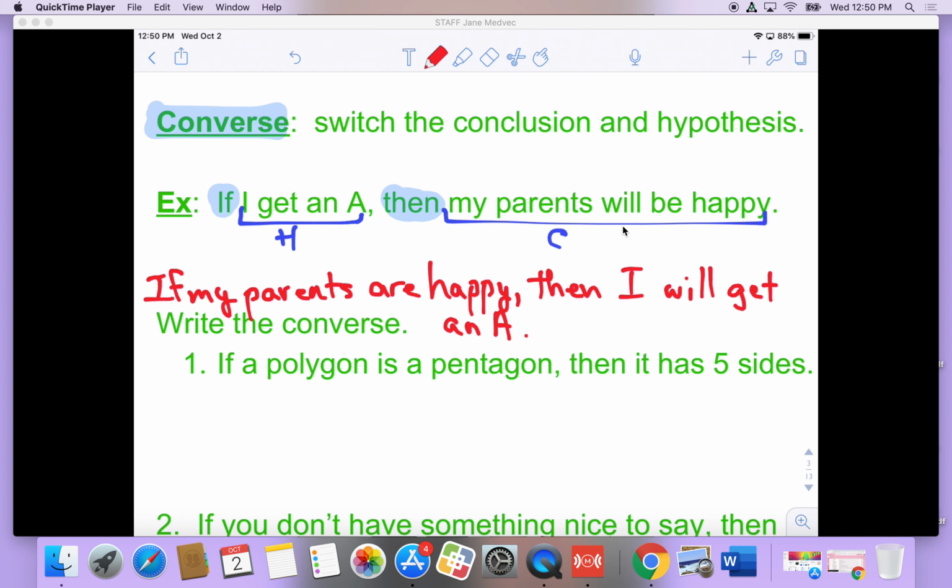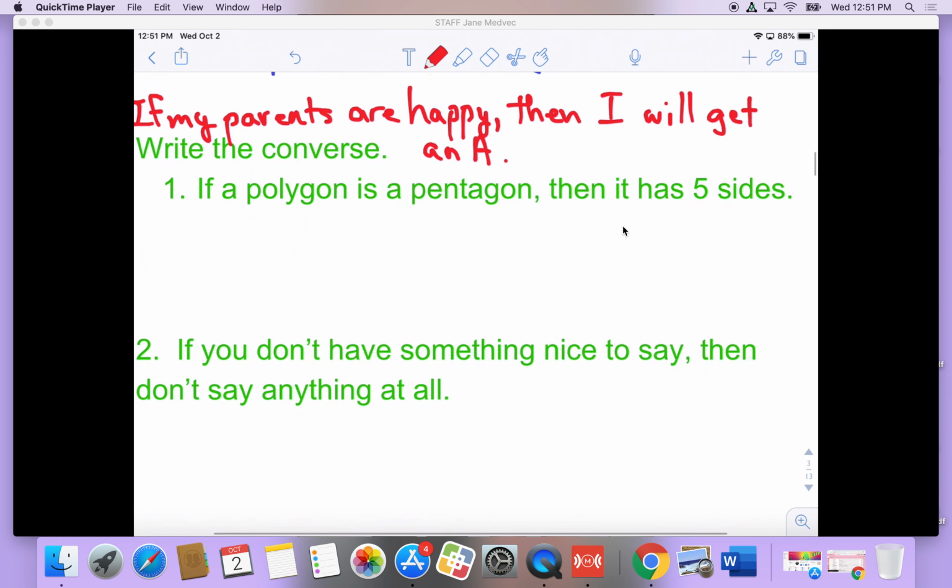Absolutely. So you're going to notice that I do an if and then again. My conclusion becomes my hypothesis, and my hypothesis will become my conclusion. So they just kind of flip-flop. Questions? Am I going too fast? We're okay? Yeah? Okay. Next one.